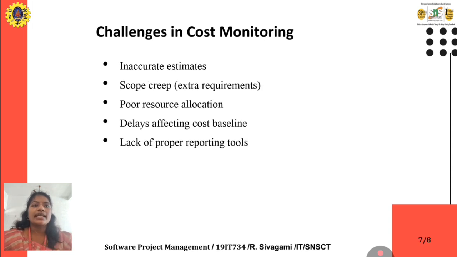The next one is challenges in cost monitoring: incorrect estimations, scope creep, poor resource allocation, delays affecting cost baselines, and lack of proper reporting and tools.